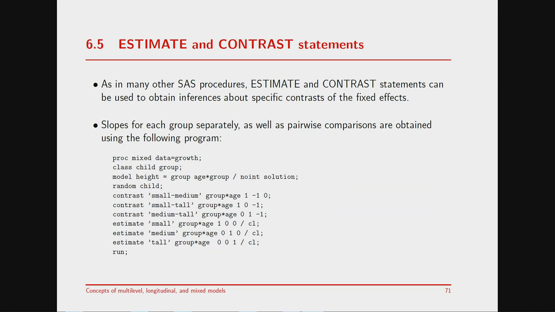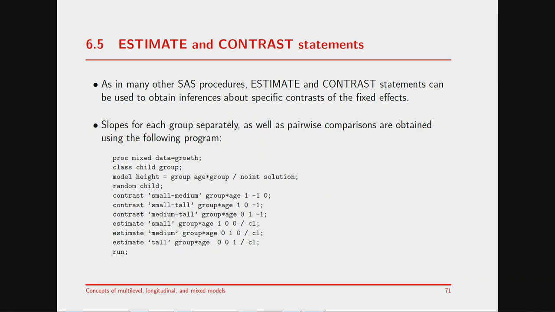And then for the difference in slope between the medium and the tall model group, I use here a contrast 0, 1, minus 1. So it's the slope in the 2nd group minus the slope in the 3rd group. And then for the estimate statements, I just want to estimate the slope in each of the 3 groups. So I just put a 1 at the right location here, and I add here the option CL, which stands for confidence limit. And then you will automatically get 95% confidence intervals for these 3 parameters.